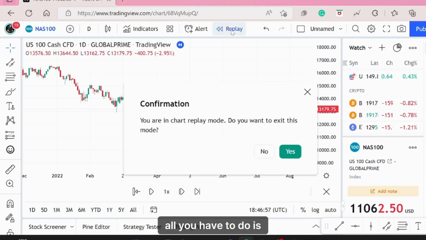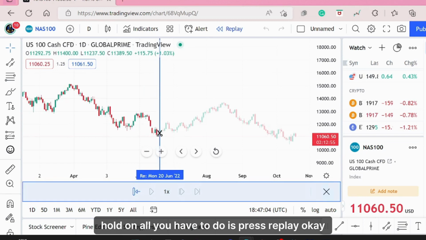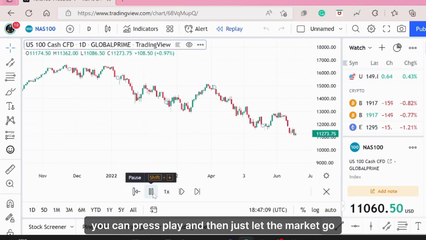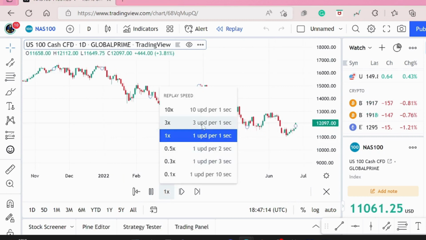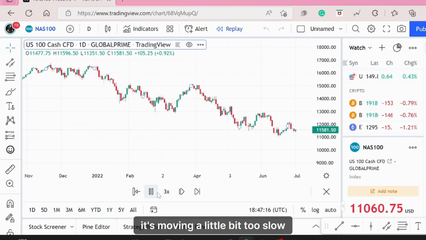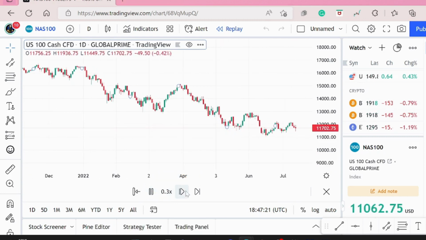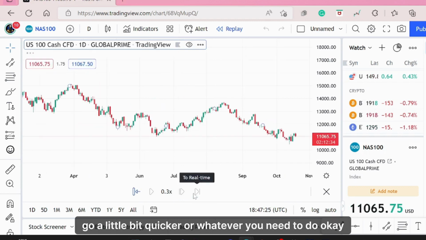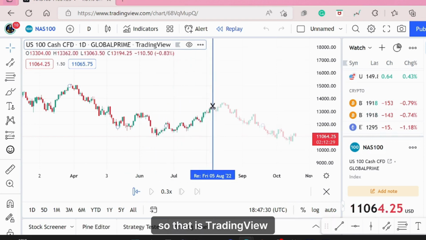All you have to do is, they might have changed this a little bit. Hold on. All you have to do is press replay. Okay, here it is down here. And then you can press play and just let the market go. If you want to speed it up, you can speed it up here. If it's moving a little bit too slow, you can do that too. Yep, and then press play again and pause it, go a little bit quicker or whatever you need to do, okay? So that is TradingView.